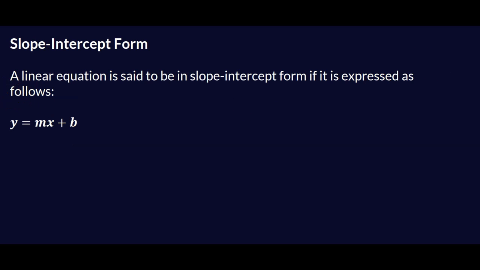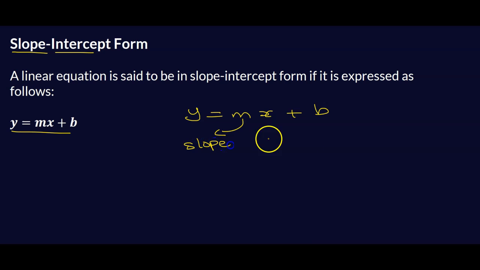So what is the slope-intercept form? By the name, you can tell that it has to do with a slope and an intercept. So a linear equation is said to be in slope-intercept form if it is expressed as y equal to mx plus b. Here is our slope, which is represented by m, and here is our intercept, which is represented as b.